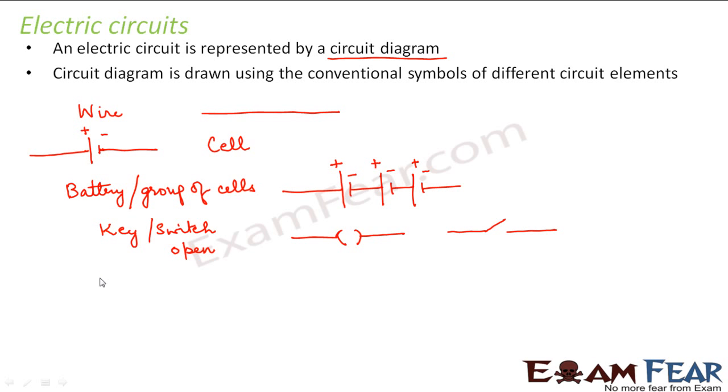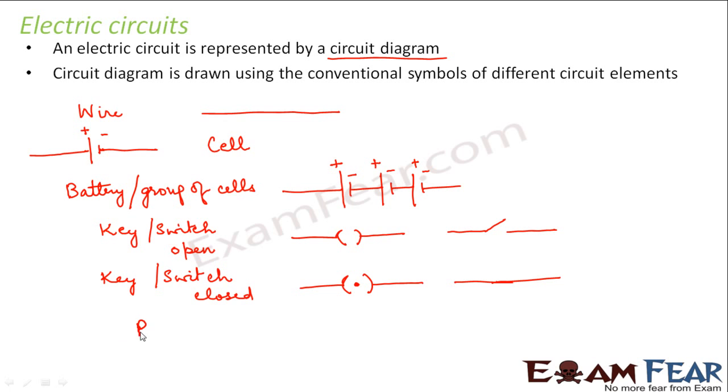The switch is off. Now if you want to represent a key or a switch which is closed, then you represent it with a dot. And this one you represent like this. That means the key is closed. You have pressed it. That is what it means. So this means the switch is off. This means the switch is on.